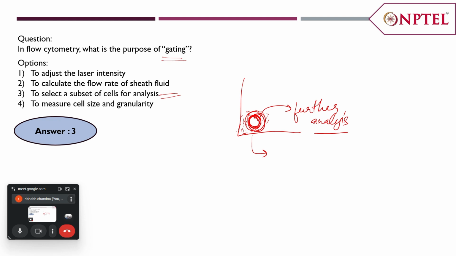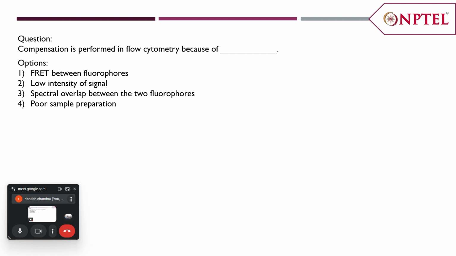Okay, so let's move on to the next question. Compensation is performed in flow cytometry because of: the options are FRET between the fluorophores, low intensity of signal, spectral overlap between the two fluorophores, or poor sample preparation. What can be the correct answer?